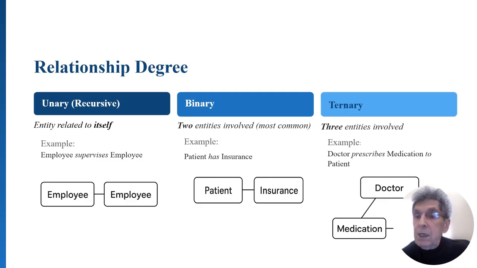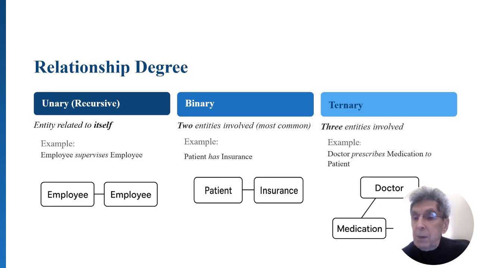Relationships have a property called degree, which refers to how many entities participate. A unary or recursive relationship involves one entity related to itself. Example, employee supervises employee. An employee can be a supervisor and an employee can have a supervisor, but both are employees. One entity related to itself. Healthcare example, a provider refers to another provider. One doctor refers a patient. Both are providers. One table, we can handle this with one value.